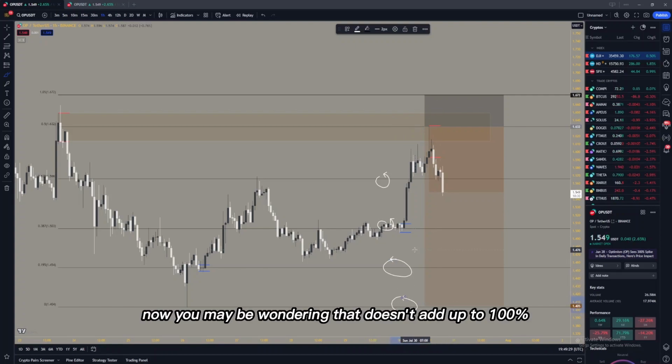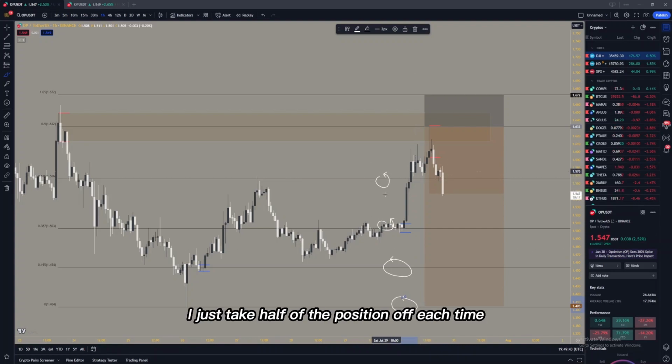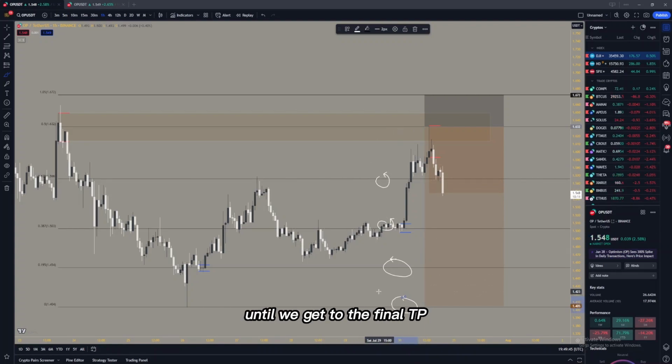Now, you may be wondering, that doesn't add up to 100%. If you're trading on Bybit or Binance, any of these exchanges, you'll usually have to trim manually. So what I usually do is just take half of the position off each time until we get to the final TP, and that's where I take off the full position and I'm not letting it ride anymore. Another thing I do to mitigate risk is, after we hit take profit 1, I set my stop loss to break even. After we hit take profit 2, I set my stop loss to take profit 1, and so on until we hit take profit 4 and my trade is fully out.